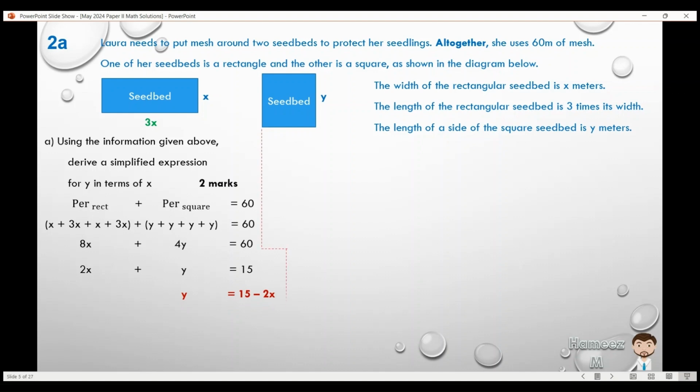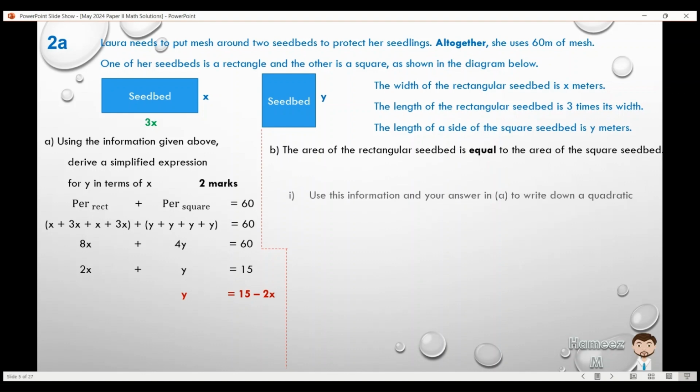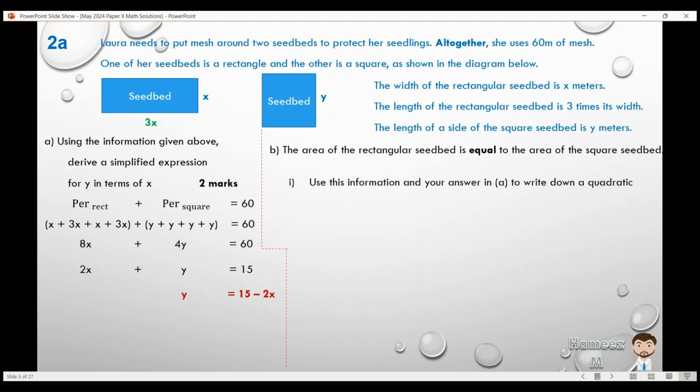Let's move on now to the next part, where the question is asking us, the area of the rectangular seed bed, which is on the left-hand side, is equal to the area of the square seed bed on the right side. So now we have more information. As such, part 1 uses information and your answer in part A, which we have as y is equal to 15 minus 2x, to write down a quadratic equation in terms of x, and show that it simplifies out to x squared minus 60x plus 225 is equal to 0. So we're required to prove something.